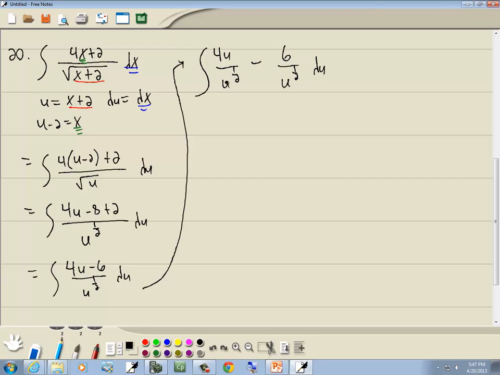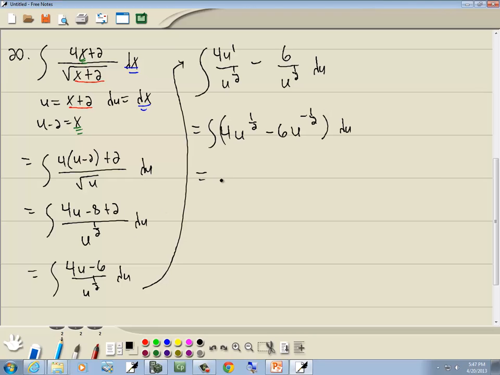du. Now this u here is u to the 1st power. So we're going to have 4 u to a power over u to a power. You subtract the exponents. 1 minus 1/2 gives you 1/2. So we've got 4u to the 1/2 minus 6u to the negative 1/2. Again, whenever you have u to a power down in your denominator, you can take it up on top and the sign of the exponent changes.